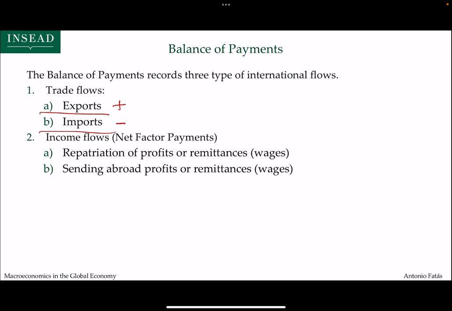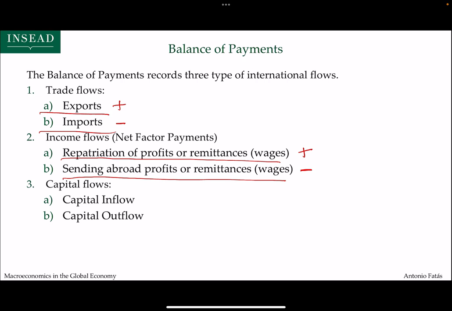This includes several types of flows. The two more common ones are profits that cross borders, or remittances, which are wages paid to workers in one country, and these workers send the money back home to their home country. Now, this can go in both directions. It can be that our companies or our workers repatriate profits back home, and this will show up with a plus sign in our balance of payments, or it could be the other way around, that foreign workers or foreign companies are sending some of these profits or remittances abroad, and then it will show up with a minus sign on our balance of payments.